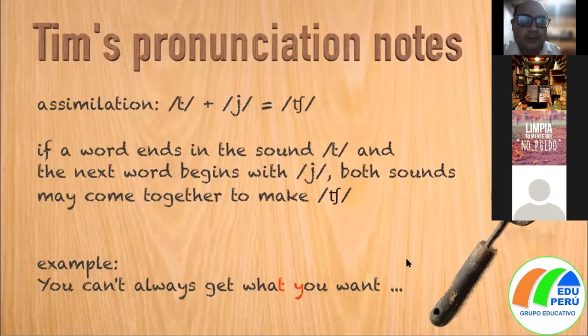For example, here you have, you can always get what you want. Notice, what you want. If I say what you want, it's okay. You're not doing wrong. But if you want to sound more like a native, you say what you want. You can always get what you want.